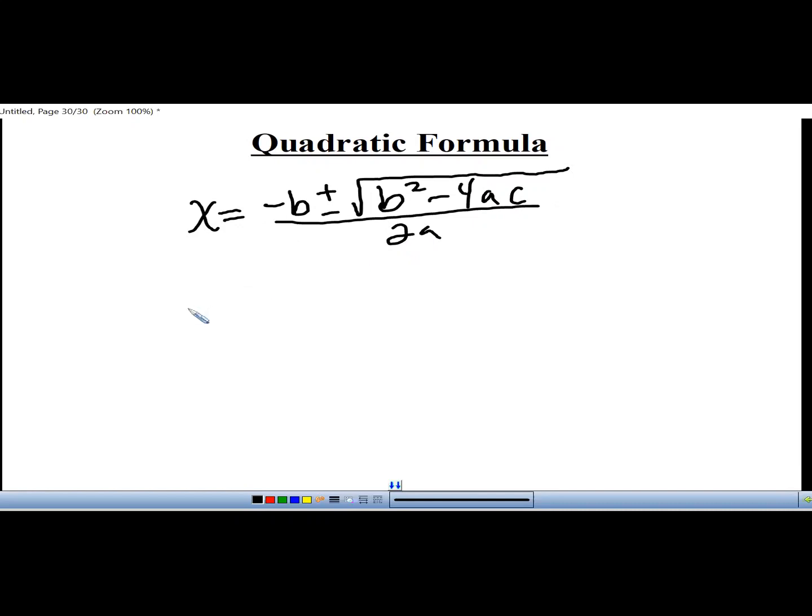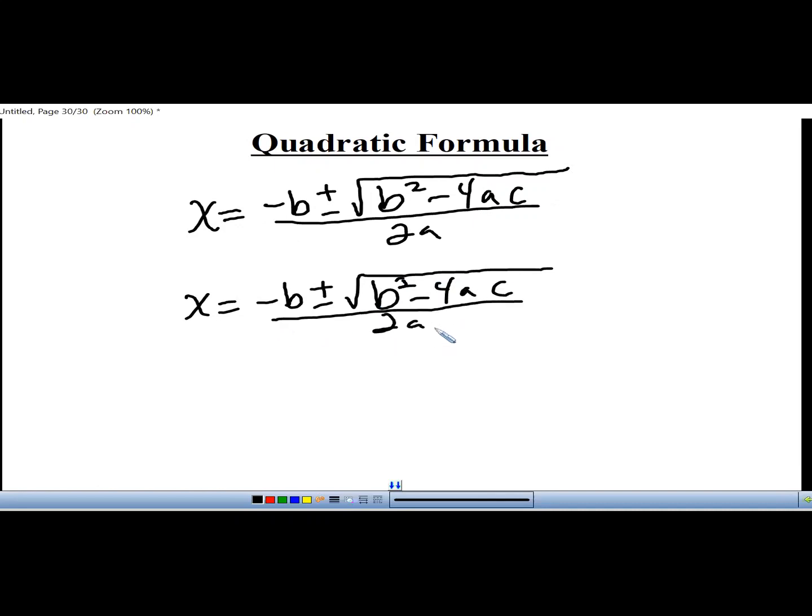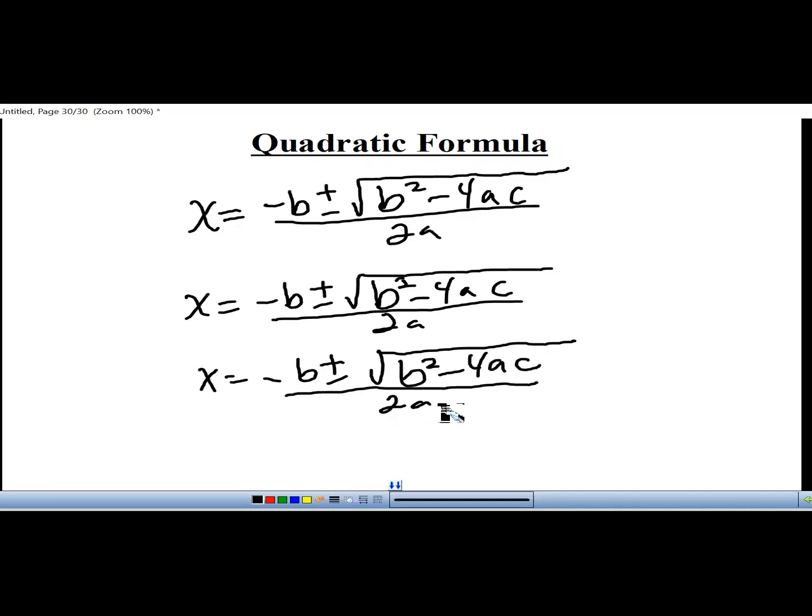Write that down. Once again, quadratic formula is x equals minus b plus minus square root b squared minus 4ac over 2a. We got this, yeah?